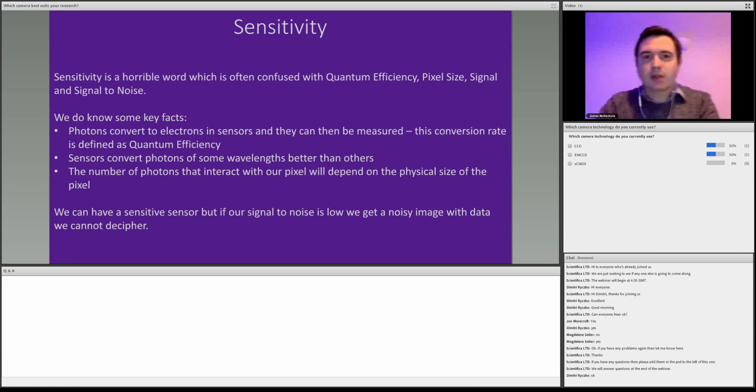We do know some things though. Photons are converted to electrons at the sensor. You have light coming in, it's converted into electrons, and that conversion rate is defined as our quantum efficiency. So you convert some photons, some wavelengths better than others. And as we said earlier, the number of photons that actually interact with our pixel depends on the pixel size.